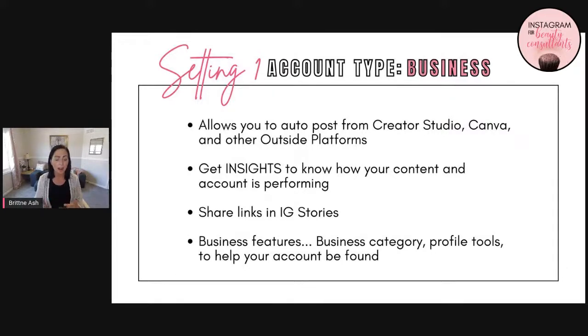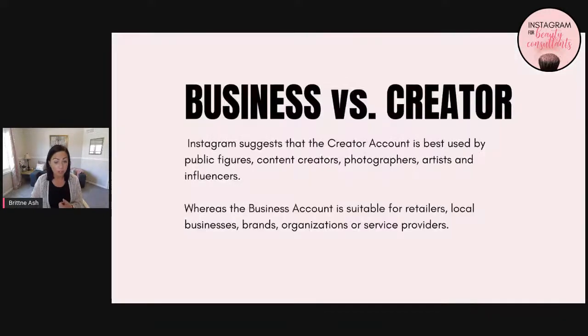And you're going to get access to other business features on your profile. So you'll be able to pick a business category. There are some different profile tools, like ways they can contact you. You can also have access to the shopping features, where your people can actually shop directly. We're not talking about that today, but that's just a feature you get when you are a business account, and that helps your account be found by people who the algorithm thinks would be interested in your account.